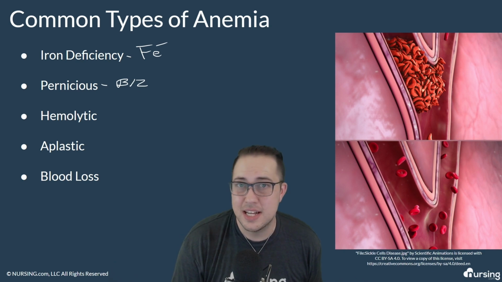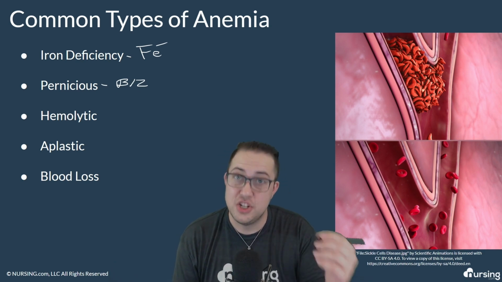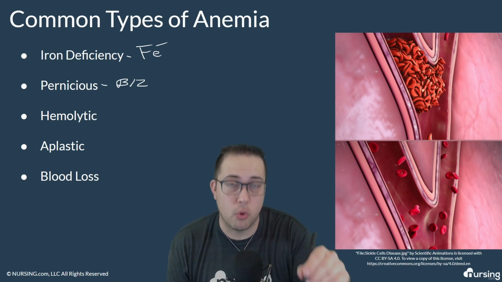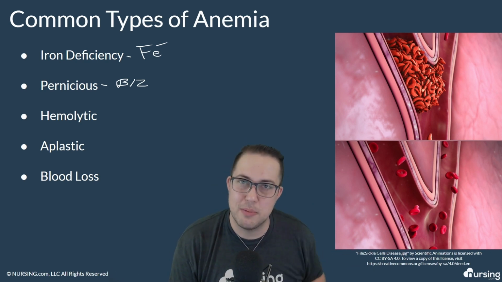Pernicious anemia. This is another type that is actually related to dietary intake. In this instance, it's related to the intake of vitamin B12. And we'll remember from our previous slide, just like with iron, if we don't have enough vitamin B12, which is an important part of the creation of red blood cells, then we cannot create as many red blood cells.